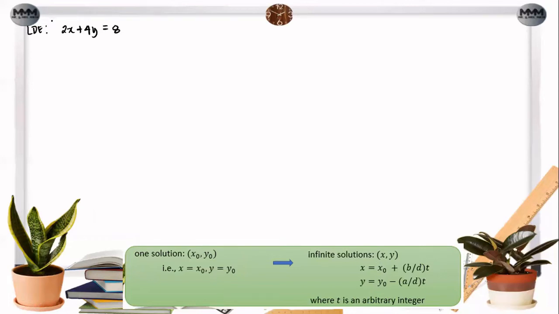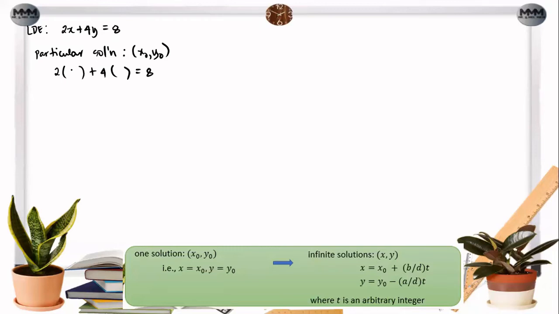Now let's choose a particular solution for our ordered pair x sub 0, y sub 0. So again, let's have 2x plus 4y. Okay, we will be using the trial and error method.